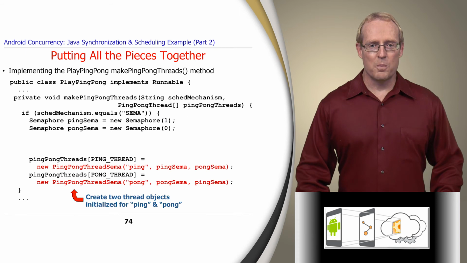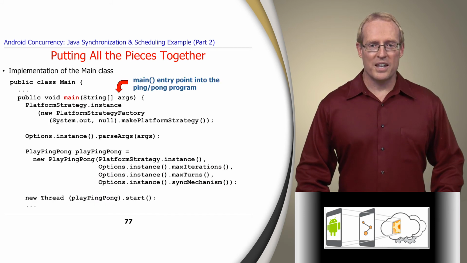We next create two PingPongThreadSema objects, passing in the parameters. These semaphores are passed to these object constructors in opposite order to ensure the threads correctly alternate printing ping and pong. For example, the ping thread is passed the ping semaphore followed by the pong semaphore, whereas the pong thread is passed the pong semaphore followed by the ping semaphore.